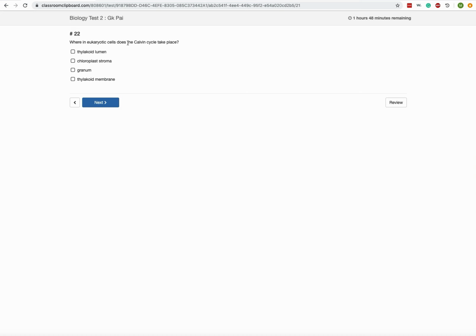Where in eukaryotic cells does the Calvin cycle take place? That would be the chloroplast stroma. Remember, the Calvin cycle does not require light.